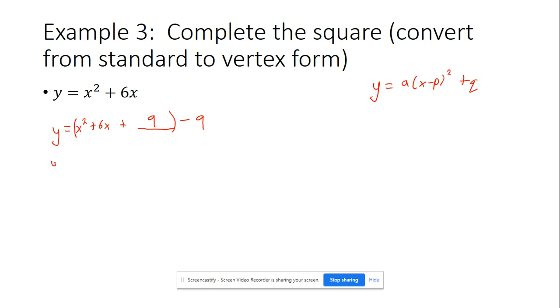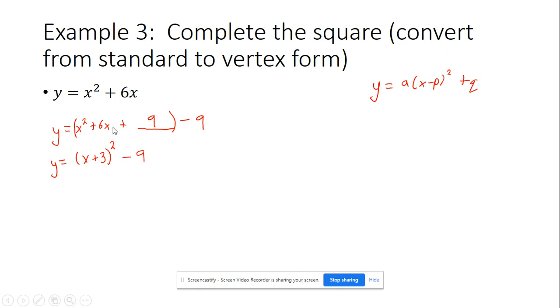And this guy factors: the first term is always going to be x, and then what's half the middle number? Half the middle number is 3. It's going to be (x plus 3) squared. We still have the minus 9 right over here. So this is how we complete the square. Now here's our answer in standard form, and this is the answer in vertex form.